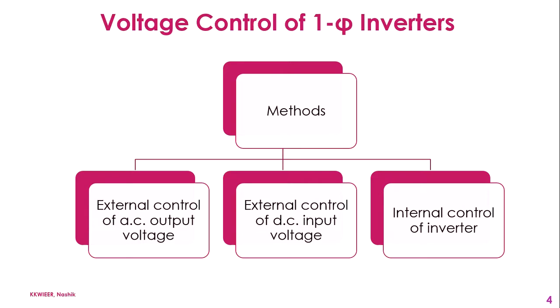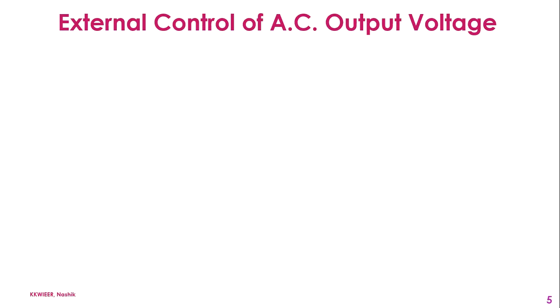So there are three methods to control the voltage of a single phase inverter. The first one is external control of AC output voltage. The second one is external control of DC input voltage. And the third one is internal control of inverter.